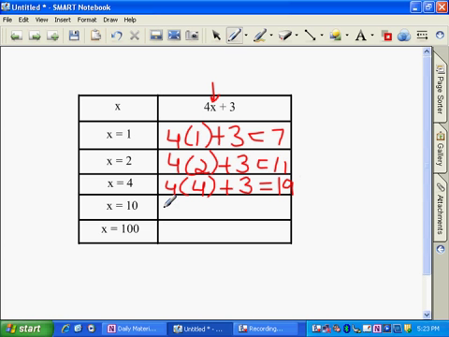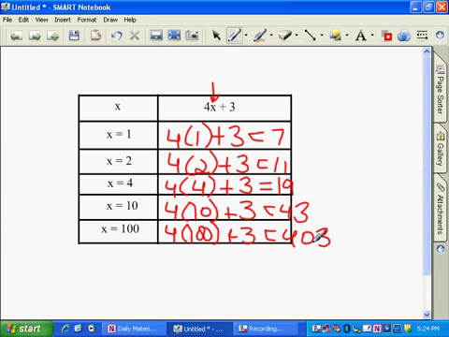If x is equal to 10, that's 4 times 10, which is 40, plus 3, which is 43. And then we have evaluate the expression if x is 100. So that's 4 times 100, which is 400, plus 3 is 403.